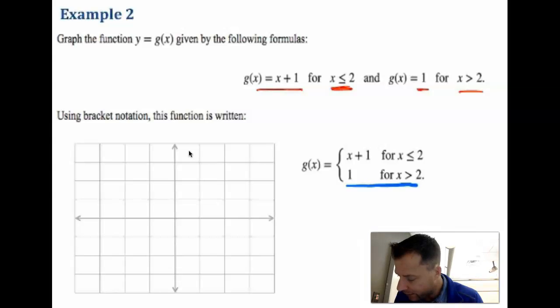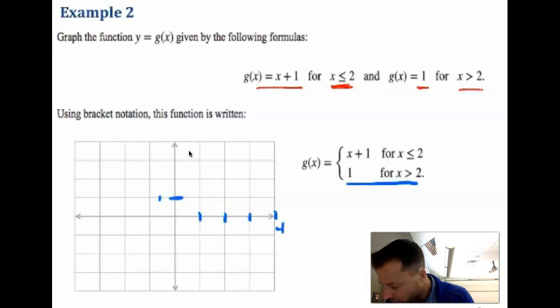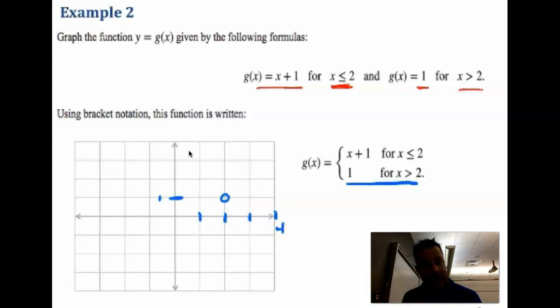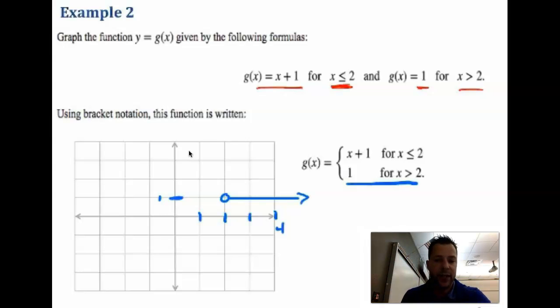I'm going to go ahead and graph. Here's our line at 1. So anything greater than 2, it's 1. So here's 2. I'm going to do an open circle here because I can't include 2, but I start there, and greater than 2 goes this way. So that blue graph is done.